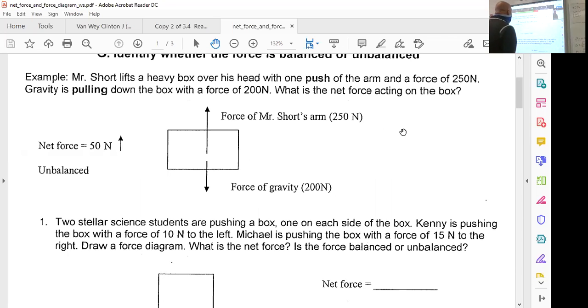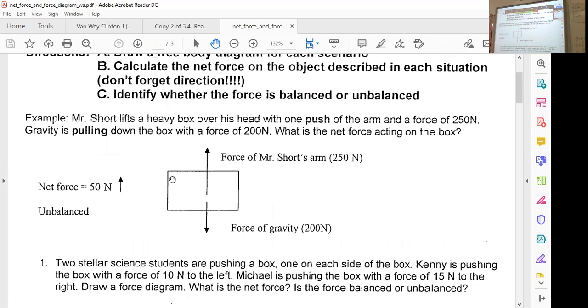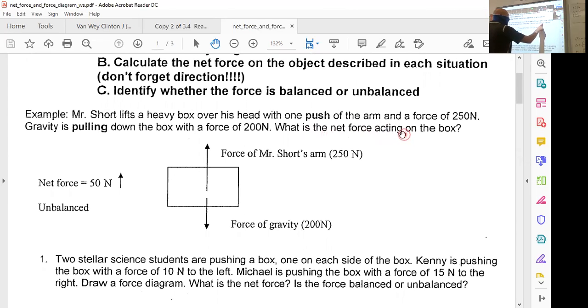So first one starts with an example. It says, Mr. Short lifts a heavy box over his head with one push of his arm and a force of 250 newtons. Gravity is pulling down on the box with a force of 200 newtons. And there's a question here. It asks, what is the net force? Let me notate here. What is the net force acting on the box?